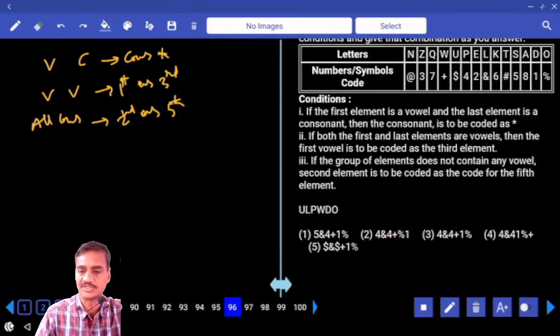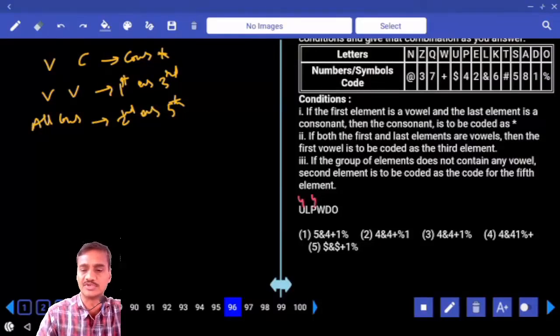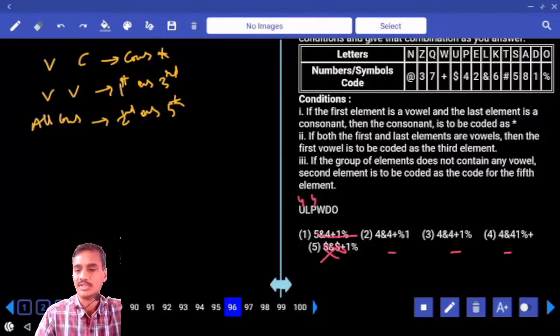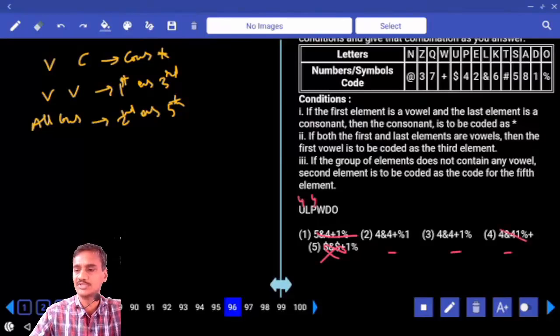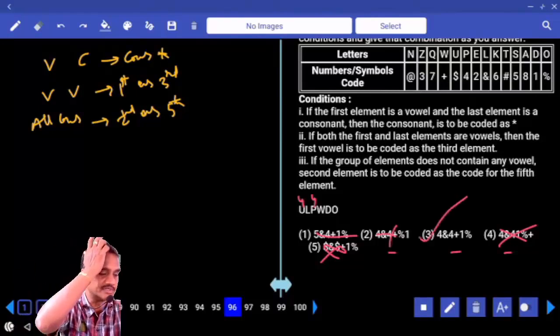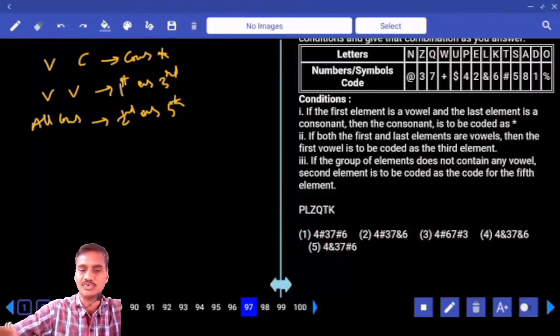And next one, 96. First and the last are vowel and vowel. And first and third, the code for P is 4. And 4 and 4 must be in the first and the third, the others are ruled out. Then check the second element is common, fourth element is W. W's code is plus, this is again ruled out. Then the last element O, O is percentage, this is ruled out, 3 is the answer, 96.